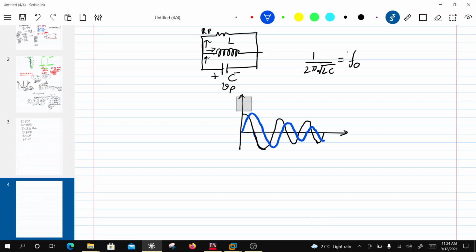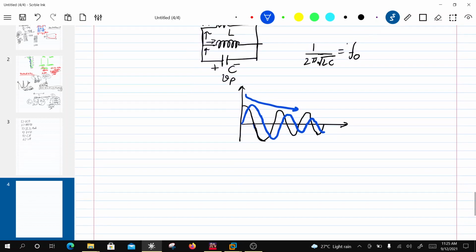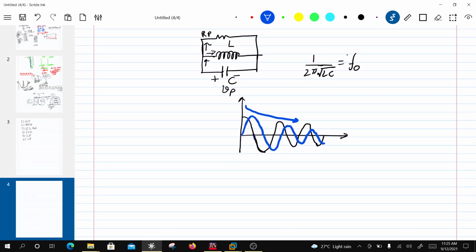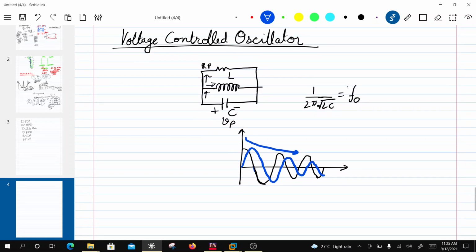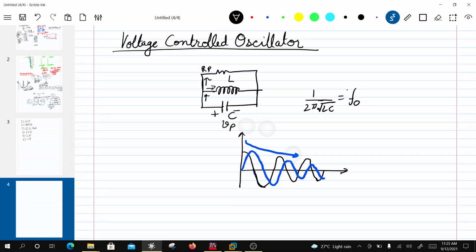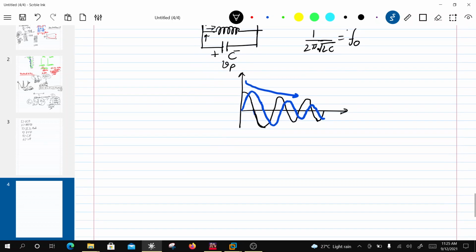So this decay which you are seeing has to be compensated, right, for the oscillations to sustain, right? So we have to overcome this loss, right?